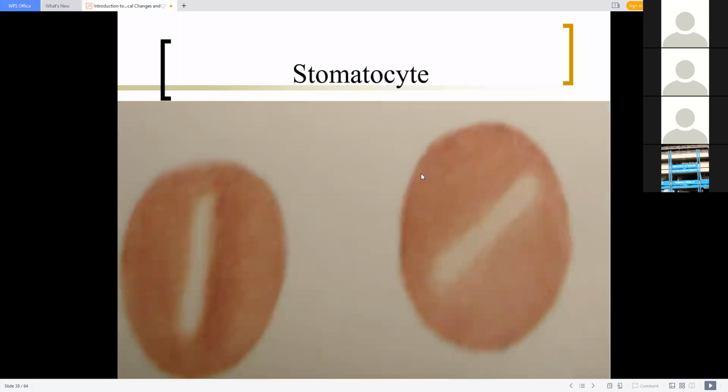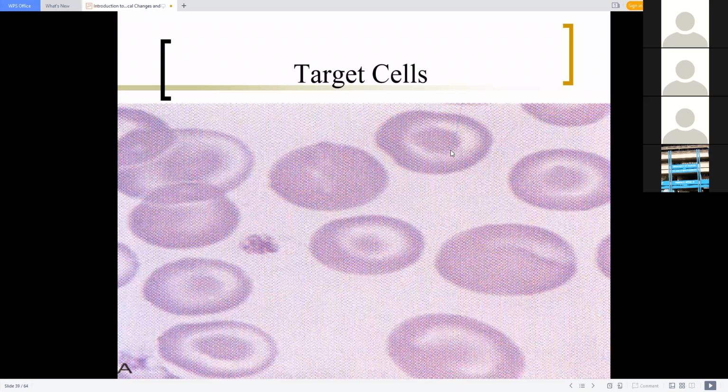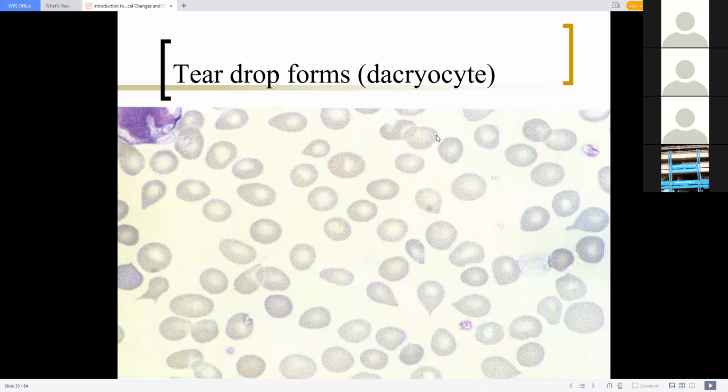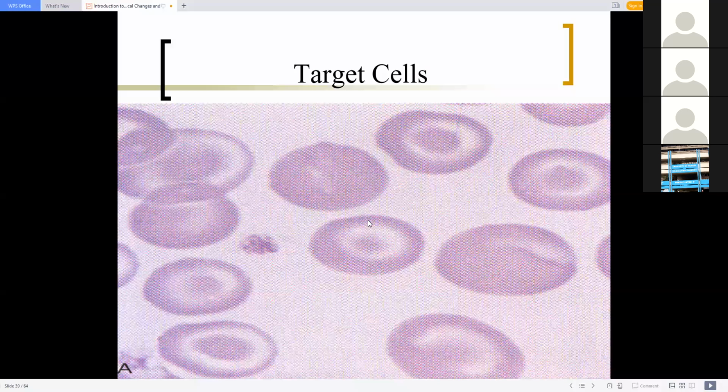These are target cells where you get an area of hemoglobinization that is surrounded by a pale area, and then another area of hemoglobinization. So these cells look like there's a target at the center of the cell, all right? Sorry, so this looks like a target. So these are called target cells, and we say they're seen in hemoglobinopathies, and you can see them also in liver disease.